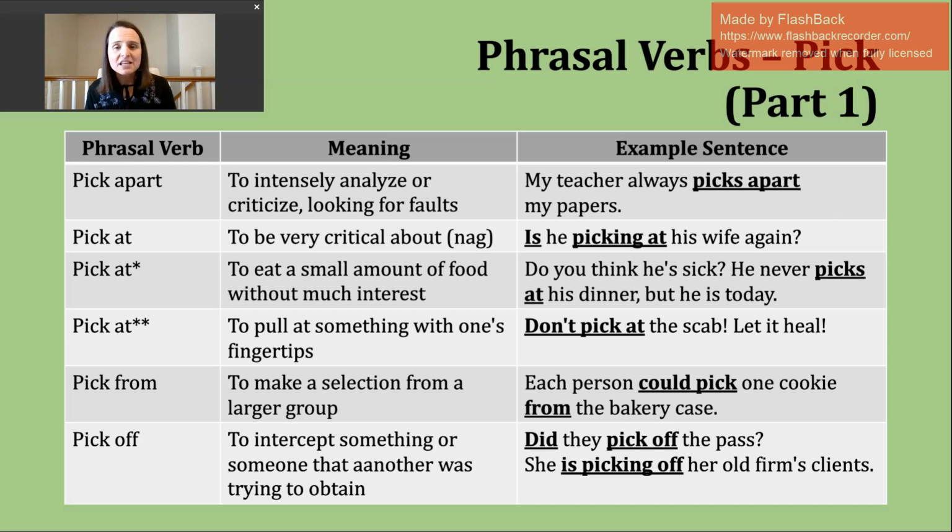So, an example of this is, is he picking at his wife again? So, is he being really critical? Again, maybe complaining, that idea of nagging. Here, is he picking at is an example of a yes or no question in the present progressive or the present continuous.